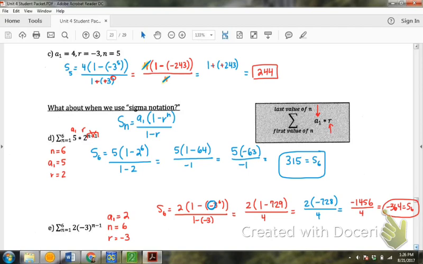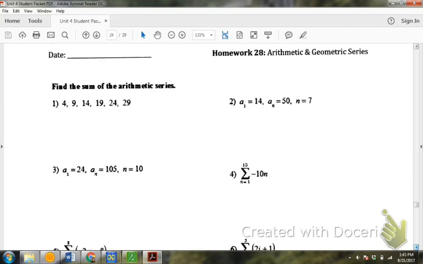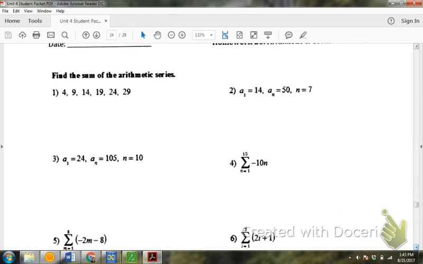All right, in your packet you have 12 problems to do on page 24. So we're going to take about 15 minutes to work on page 24. Guys, on number 1 on page 24, look at number 1. It lists the numbers out, right? So when you're looking for your A1 on number 1, what is your A1? 4. 4, right? It's the first number. What's your A sub n there? 29. 29, okay?